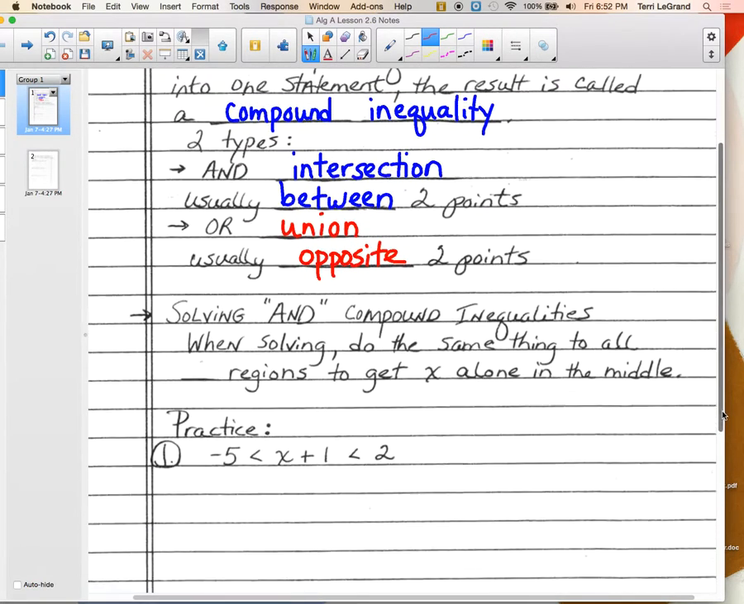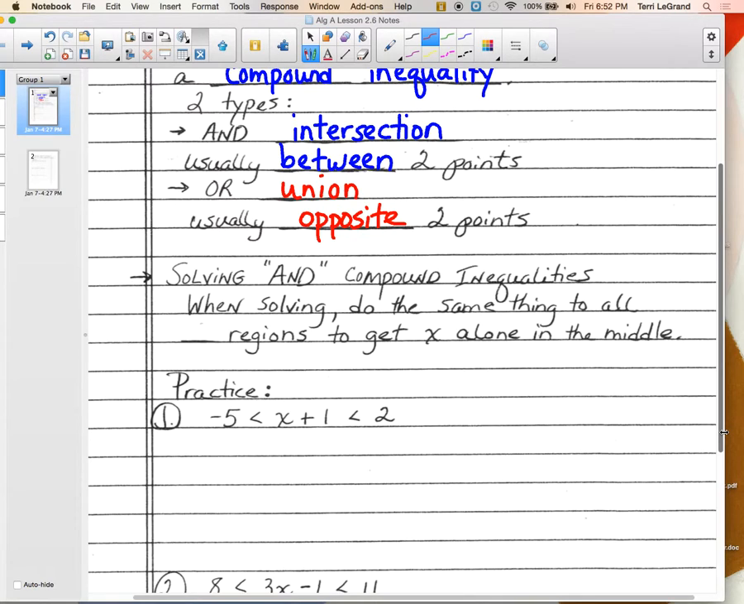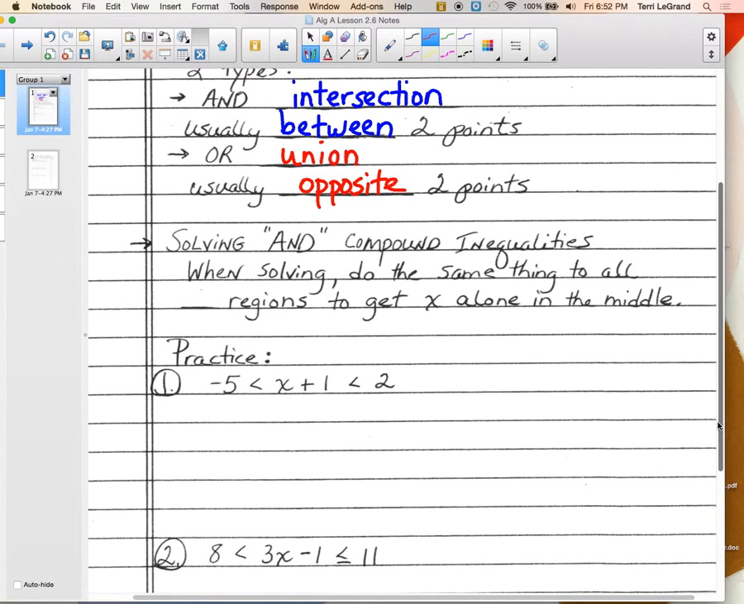Let's start by taking a look at what they look like and start solving them. First, circle this to draw your attention: we're going to start with the "and" compound inequalities. When we solve these, we do the same thing to all three regions. There will be three regions in the inequality. With simple inequalities there are only two sides, two regions. Now we're adding a third region.